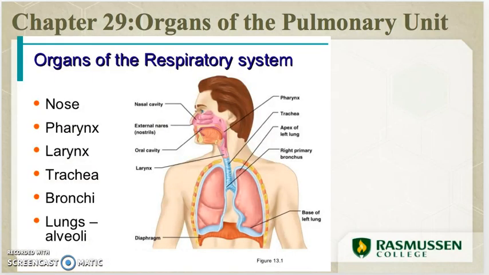To start with chapter 29, this really starts our discussion on the respiratory system. It's important that you know the organs of this system and the different parts and roles that they play. The organs of the pulmonary unit are the nose, paranasal sinuses, pharynx, larynx, trachea, bronchi, bronchioles, alveoli, and the lungs.